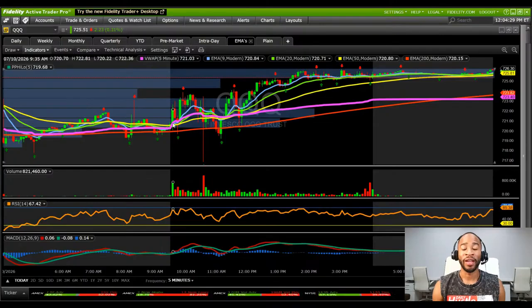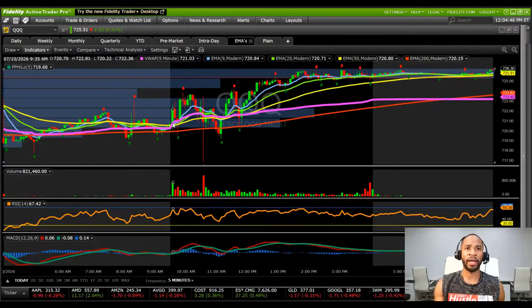And my favorite, it's the EMAs because I'm a trend trader. So I'm looking for trading in the direction of the trend. So the chart that we're looking at right now, this price action, it took place on Friday.